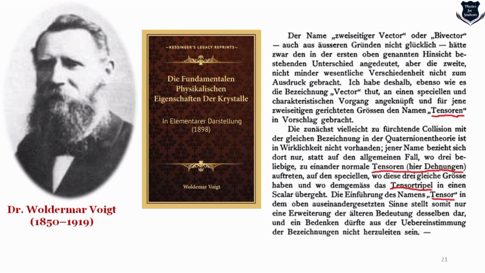That name refers only to the general case where any three mutually normal tensors occur, to the special case where these three have the same size, where accordingly the tensor triples into a scalar. The introduction of the term tensor in the sense explained above thus represents only an extension of the older meaning of the same, and doubts should not be derived from the agreement of the designations. So here is the English version of Dr. Woldemar Voigt's German book, where he coined the term tensor.